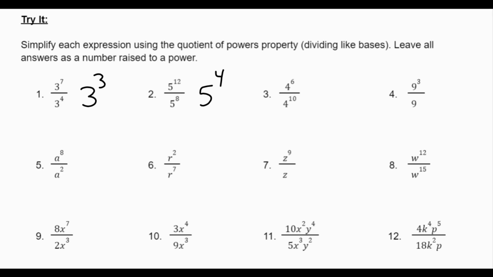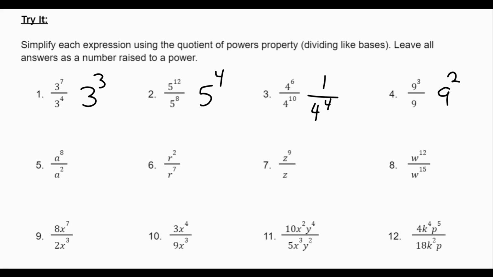Number 3, 4 to the 6th divided by 4 to the 10th. Here I would have 6 minus 10, which is negative 4. I don't have negative exponents in my answer, so I would leave this as 1 over 4 to the 4th. Because if I think about when I subtract this, I would have the 4's in my denominator because 6 in my numerator, 10 in my denominator, leaving 4 4's in my denominator. So 1 over 4 to the 4th is number 3. Number 4, 9 to the 3rd divided by 9. 3 minus 1 is 2, so this is 9 squared.